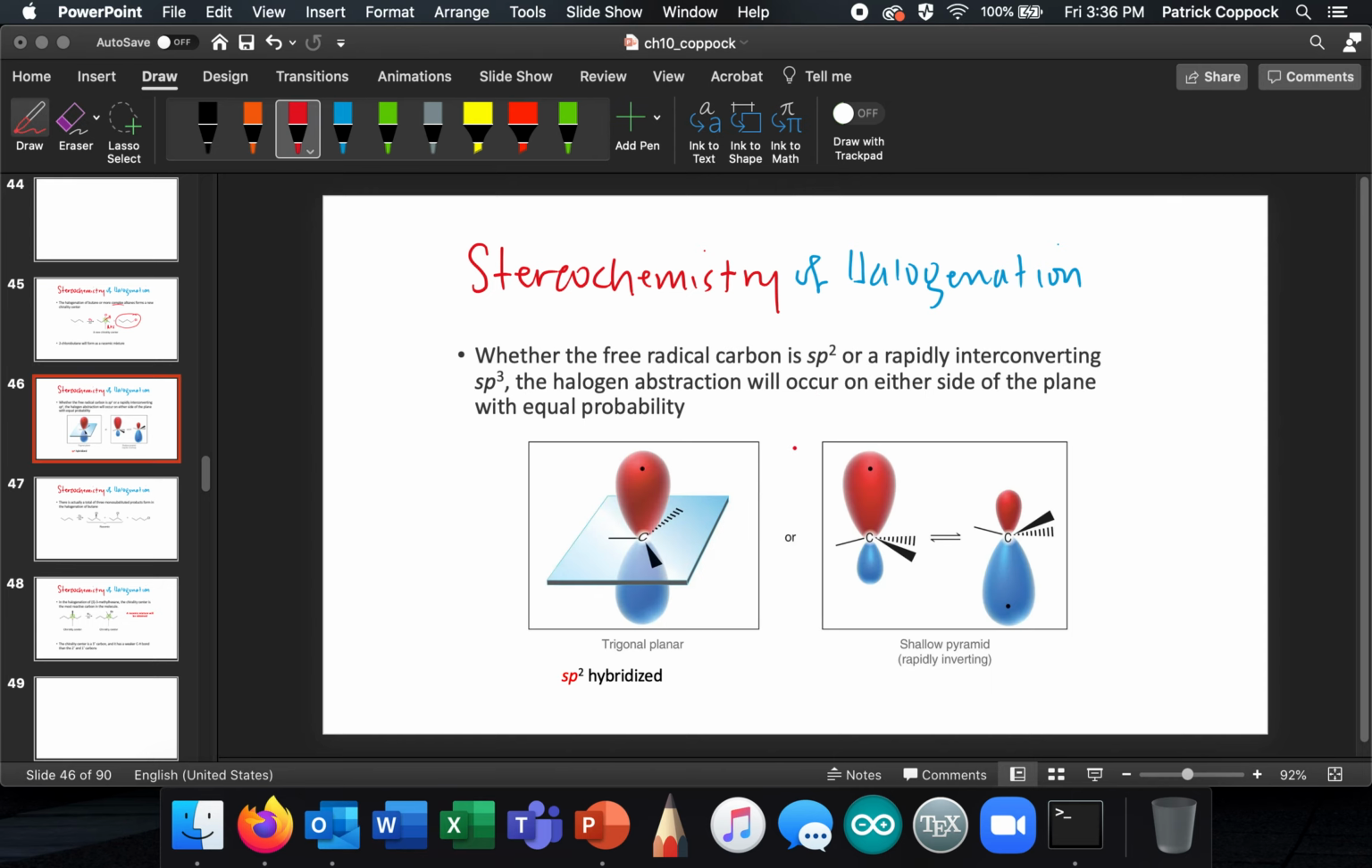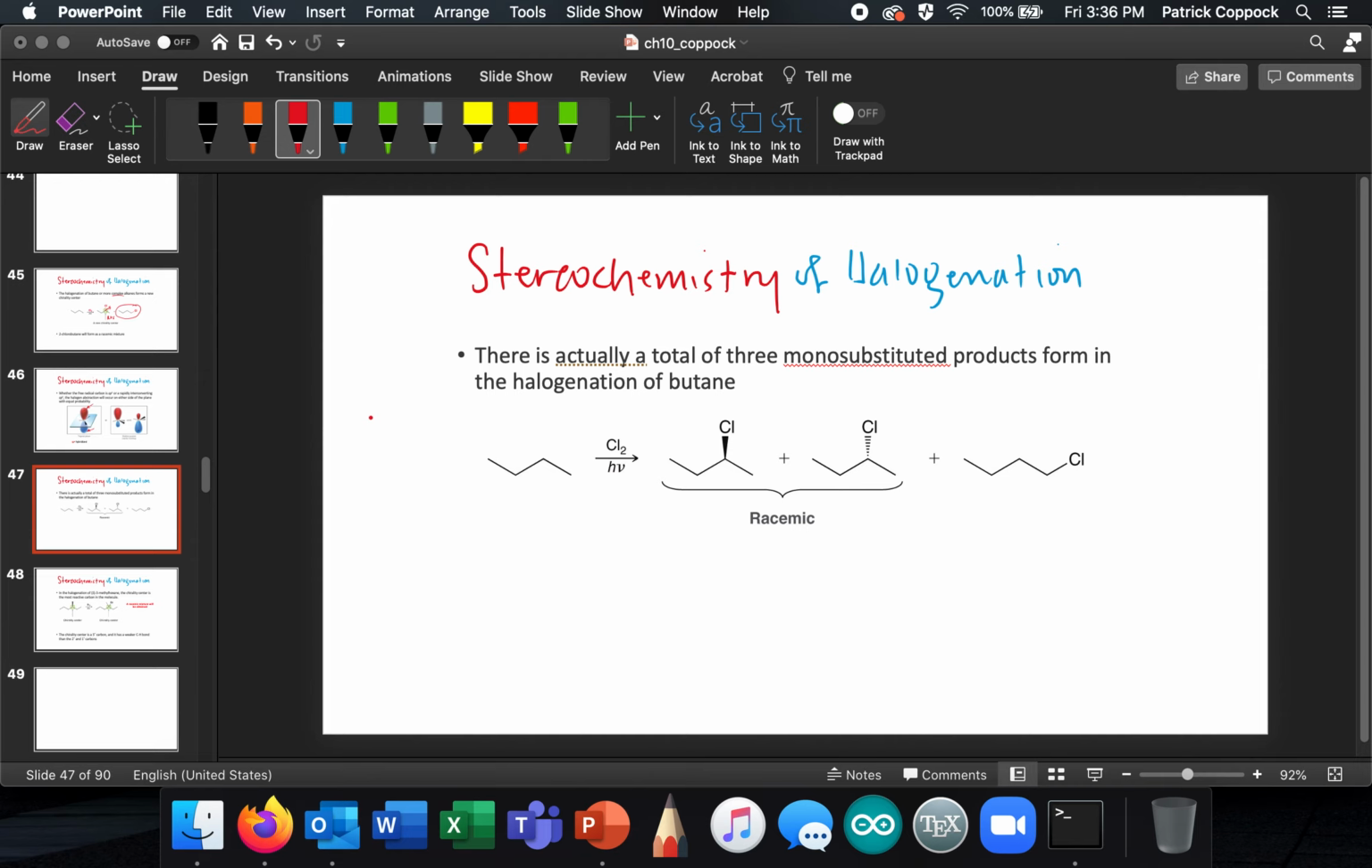Now, looking at how this is added again, whether this is an sp2 hybridized carbon, whether the radical is sp2 hybridized, or if it's rapidly interconverting, it doesn't matter. You can see that half of them are going to come here, and the other half are going to come here. So we're going to get the R and the S configurations. I already said that. There's actually three that are produced if we try to chlorinate this.